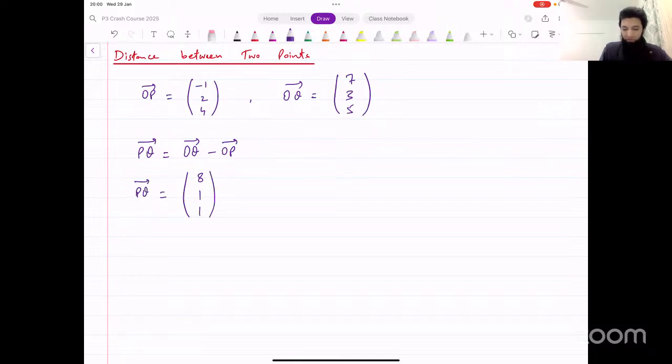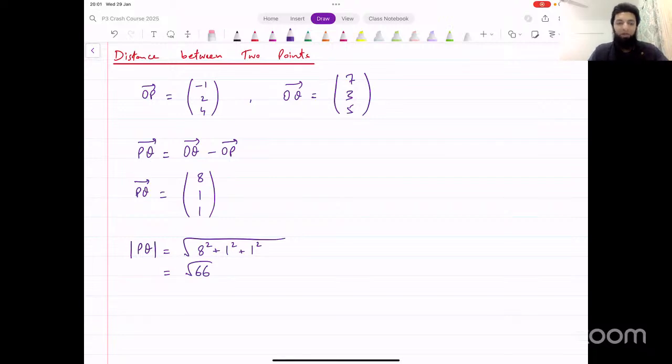And now if you want the magnitude of this vector, all you have to do is use this formula: x squared plus y squared plus z squared, find the square root of that. What do you get from that? 8 squared plus 1 squared plus 1 squared, square root of that. And that gives you square root of 66. That is the distance between the points P and Q.